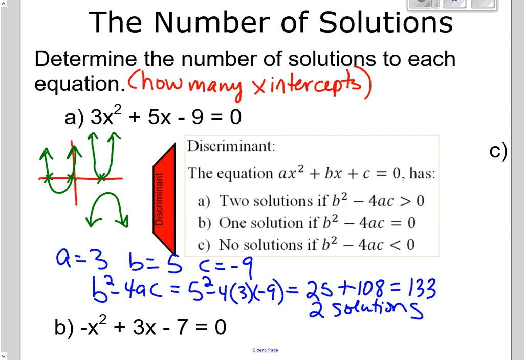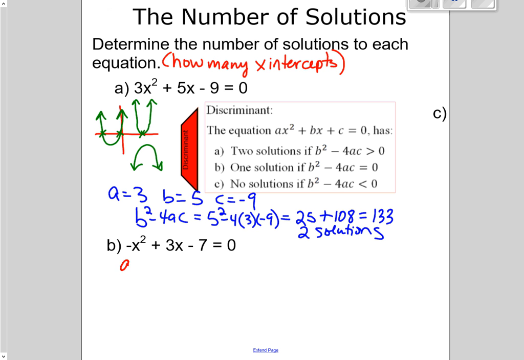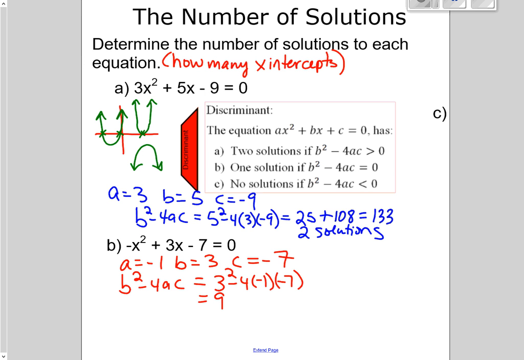Okay, so let's try B. So A is negative 1, B is a positive 3, C is a negative 7. Again, I'm just using part of that formula, just the b squared minus 4ac. So 3 squared minus 4 times negative 1 times negative 7 equals 9. Negative 4 times negative 1 is a positive 4. Positive 4 times negative 7 is negative 28, which is going to give me negative 19.